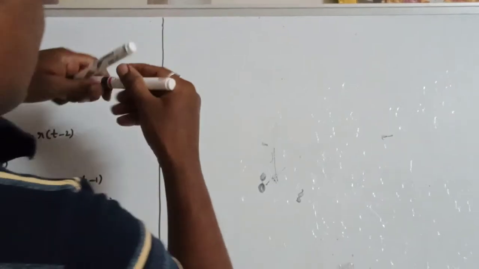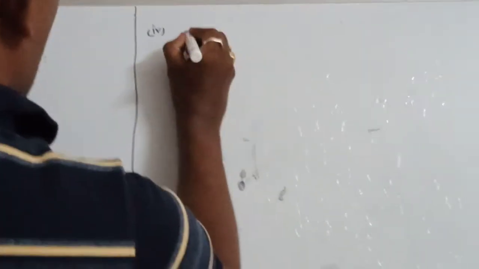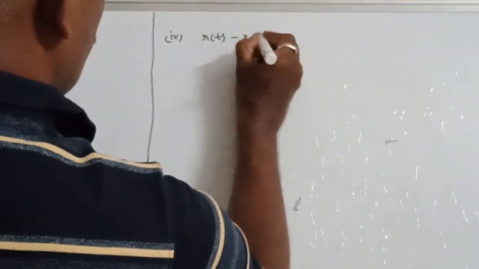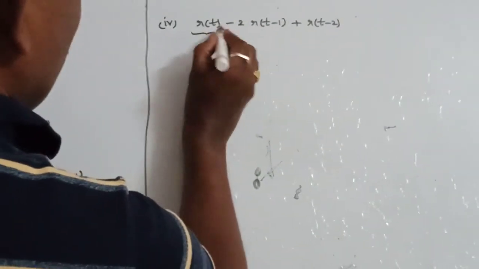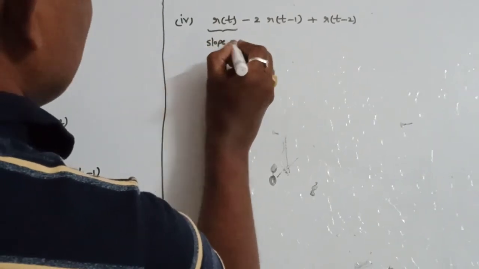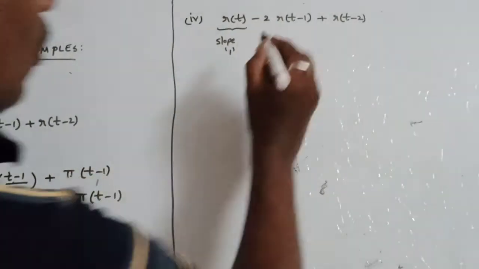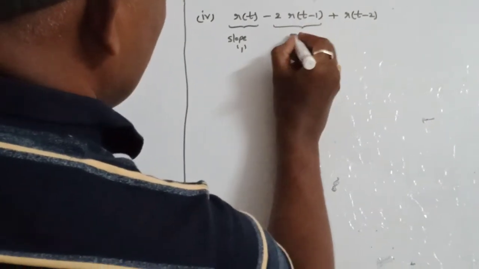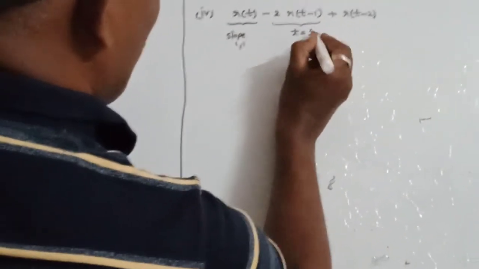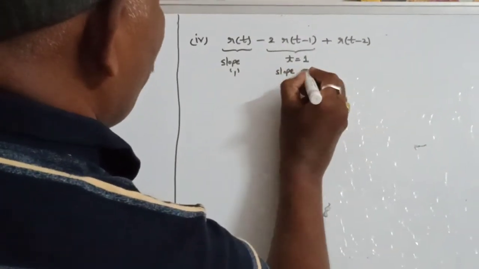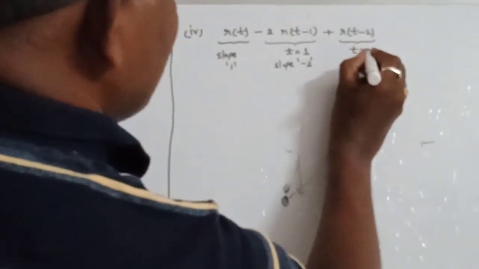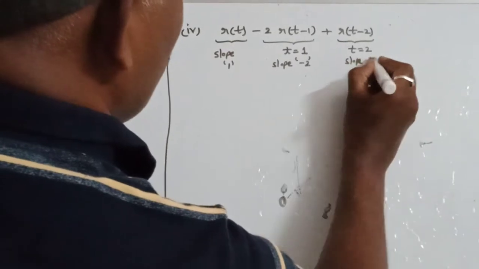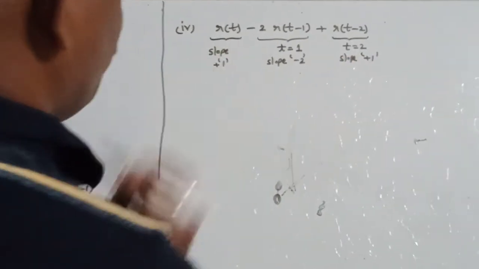Question number 4 is based on ramp: r of t minus 2 into r of t minus 1 plus r of t minus 2. First you have to identify what the slope is. The slope of the first ramp is 1. Where does the next ramp start? This ramp starts at t equal to 1 with a slope of minus 2, because of amplitude minus 2. And this ramp starts at t equal to 2 with a slope of plus 1. So you can mention here plus 1.